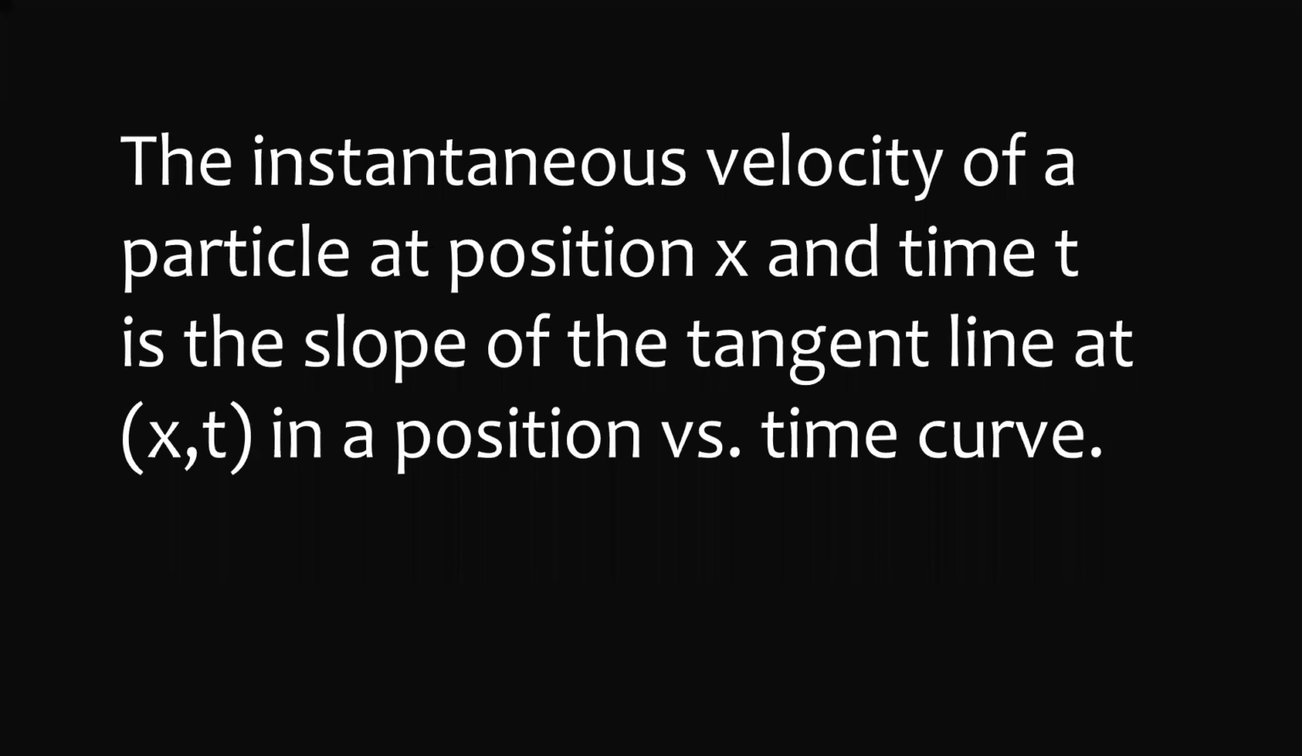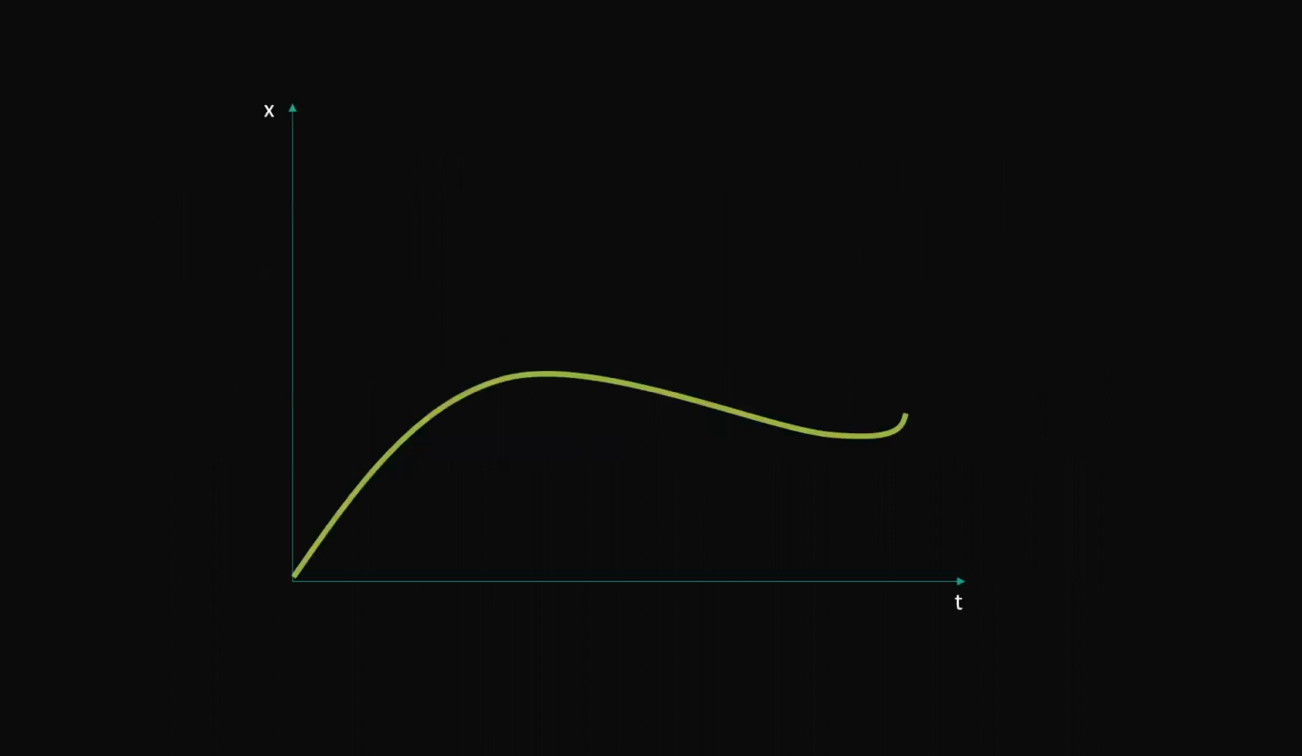The instantaneous velocity of a particle at position x and time t is the slope of the tangent line that crosses x, t in a position-time curve. Assuming that a particle moves in a horizontal motion, and as we plot the position of that particle with respect to time, we come up with this graph.